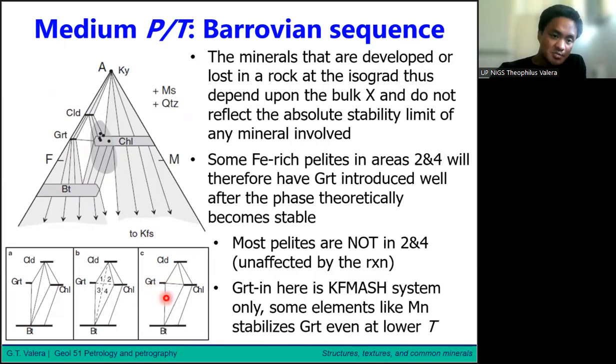reaction. Most pellets, meaning most of these gray dots, lahat naman sila or most sa kanila ay wala sa areas 2 and 4 and therefore will not be affected by the reaction. Okay, yeah. Most pellets are not in 2 and 4. Garnet in here is in the KFMASH system only. However, actually some components like manganese stabilize garnet even at lower temperatures.